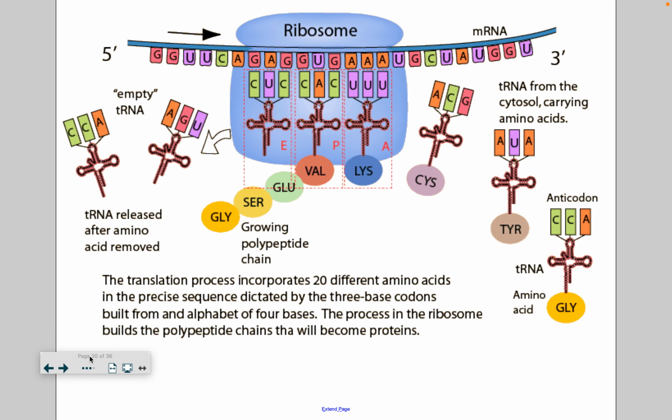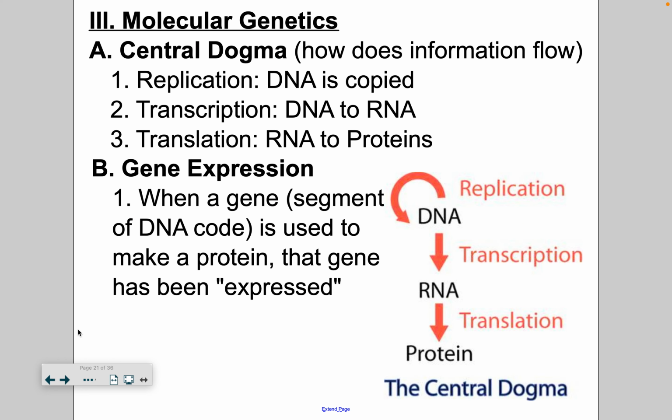Here's another diagram showing translation. The ribosome, the mRNA, how it's read in three nucleotides at a time, one codon at a time. Match is complementary. Here's my long growing polypeptide chain of amino acids. All right. So information tends to flow from DNA to RNA to protein. Chapter 13 was all about DNA and replication. And chapter 14 is going from DNA to RNA and then RNA to protein, which we just covered today.